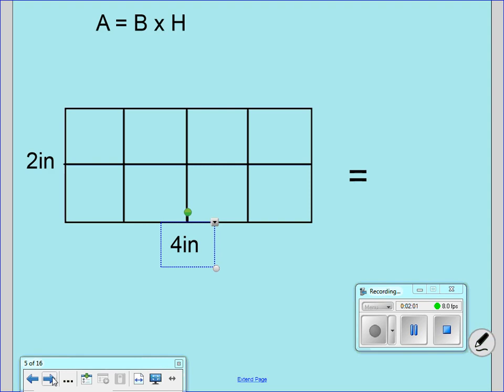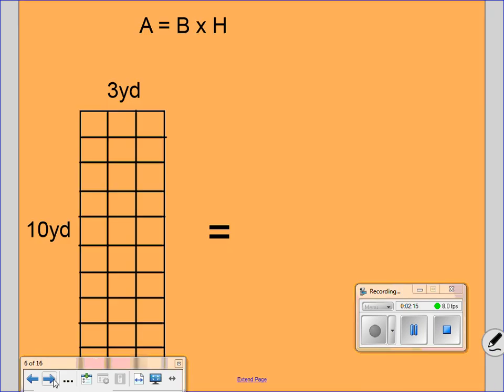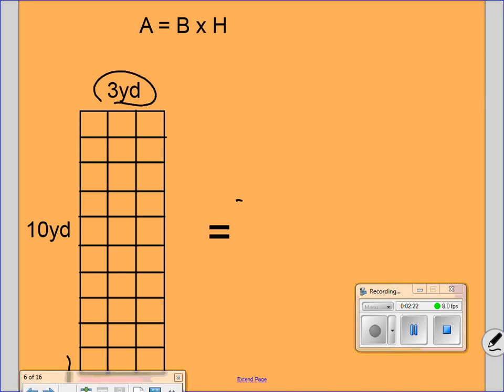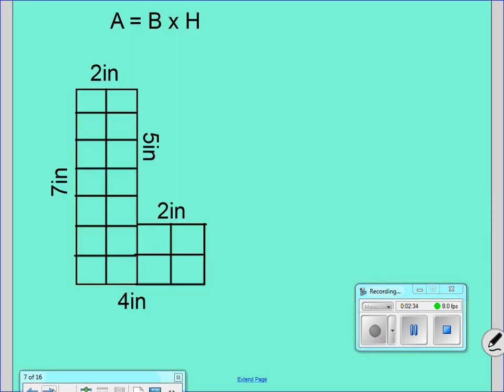Take a look here. My base is 4. My height is 2. 4 times 2 is 8 inches squared. Take a look here. Three is my base times 10 equals 30 yards squared. It is very important to put the squared mark on there.